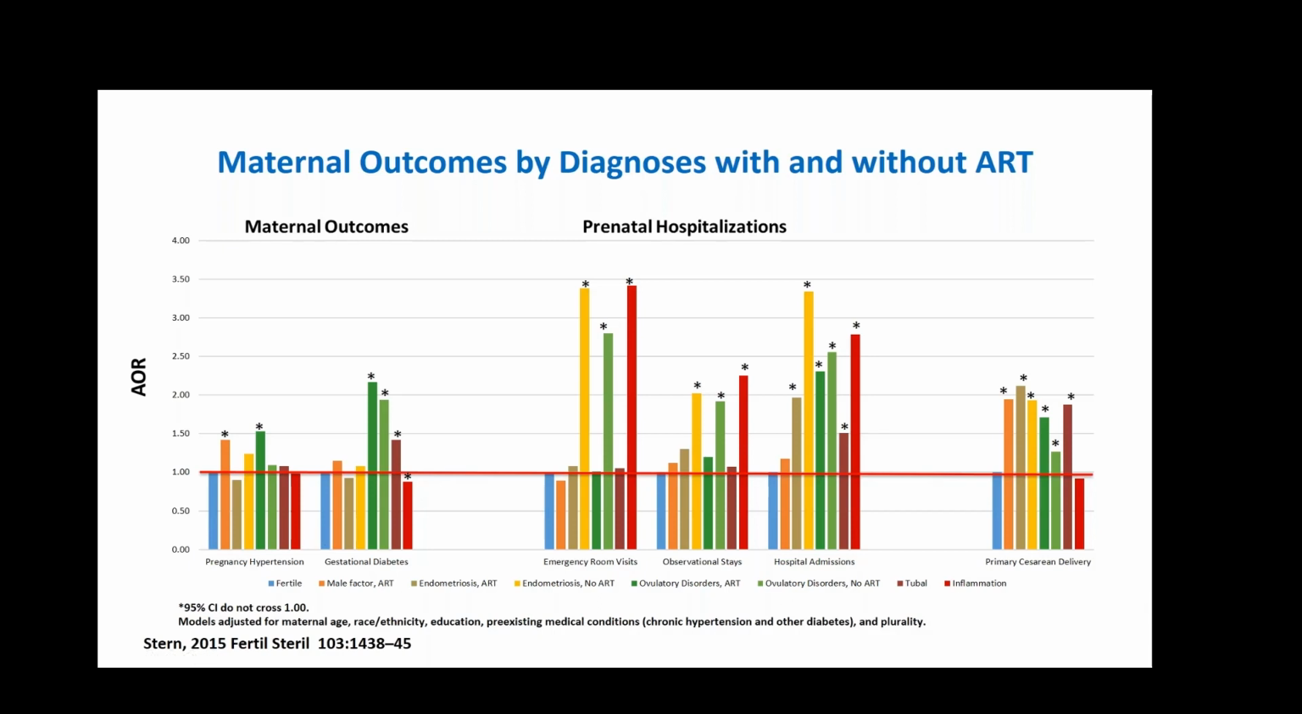When we looked at pregnancy hypertension, gestational diabetes, and prenatal outcomes, diagnosis, even in the absence of ART treatment, had a significant effect on a number of these parameters. And remember that some of these diagnostic groups may have had more severe diagnoses than the ones in the ART population, which may be why we're seeing more emergency room visits or observational stays in some of them. We should note that all of these groups had higher rates of cesarean delivery, except for the inflammation group.